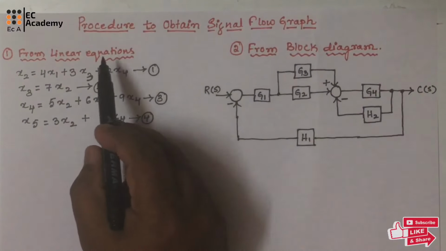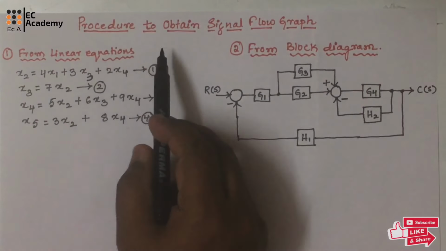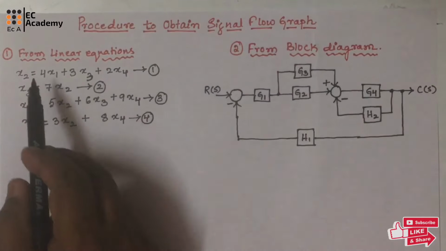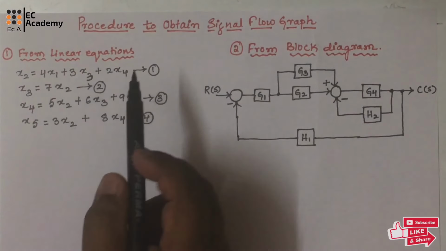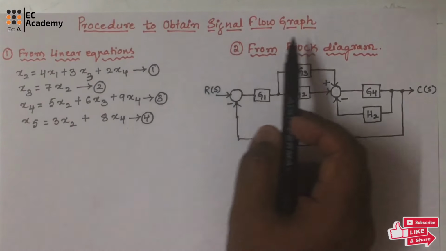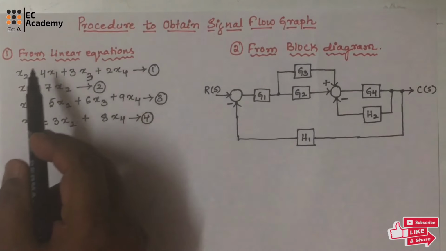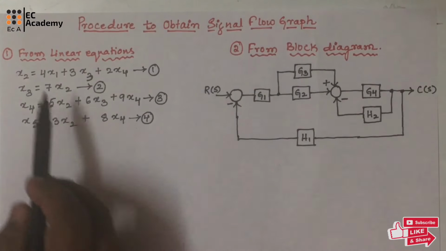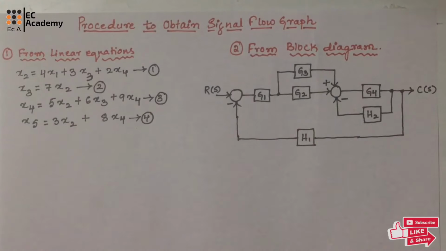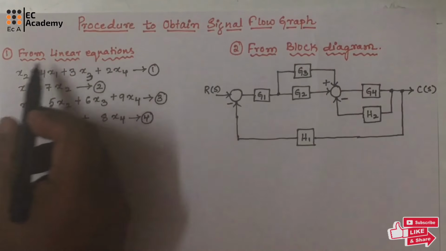In this lecture, let us understand the procedure to obtain a signal flow graph from linear equations as well as the procedure to obtain a signal flow graph from the block diagram. First, let us see how to obtain a signal flow graph from given linear equations. Let us consider these linear equations.